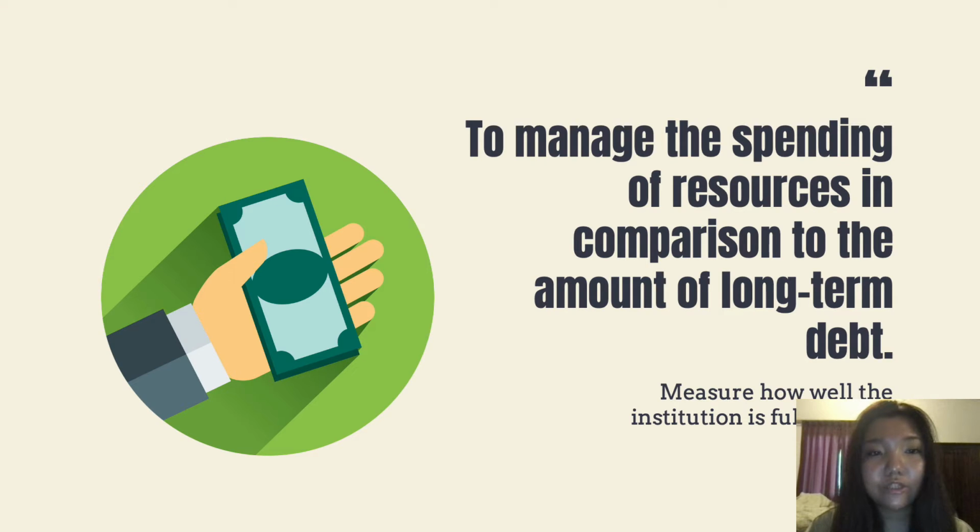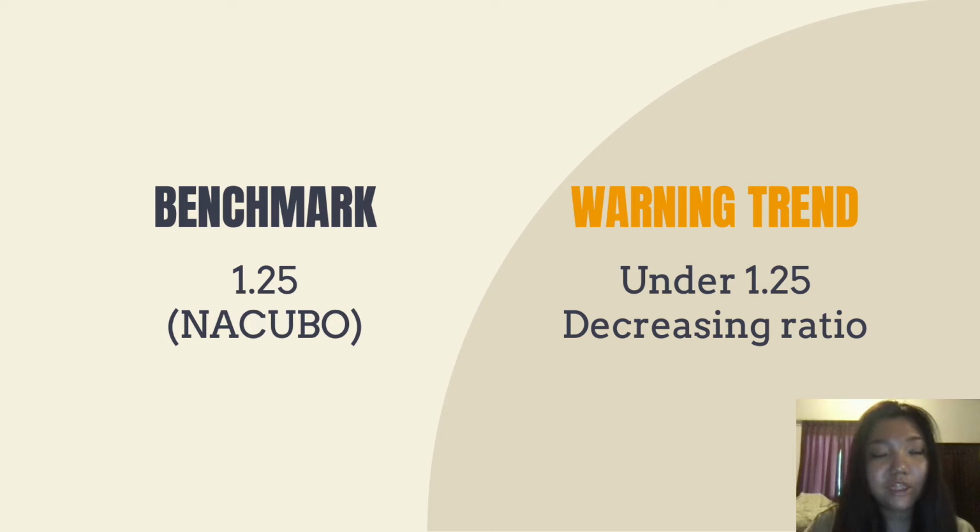The purpose of this ratio is to manage the spending of resources in comparison to the amount of long-term debt. And essentially, we're going to use this to measure how well the institution is fulfilling its mission. For the viability ratio's benchmark, we use a benchmark of 1.25 based on NACUBO, the National Association of College and University Business Officers. And then we have a warning trend of any ratio that is under 1.25. Another warning trend is also a decreasing ratio or a decline.